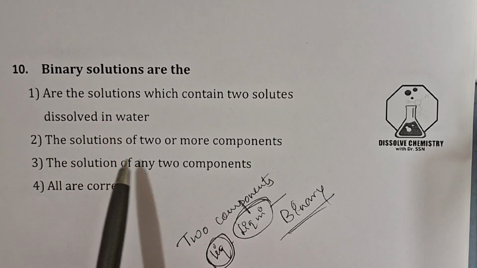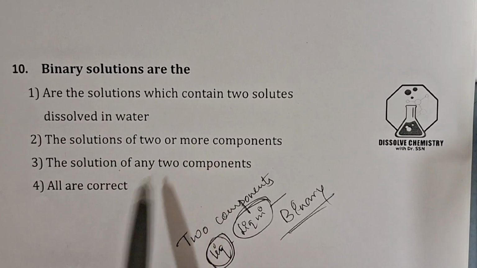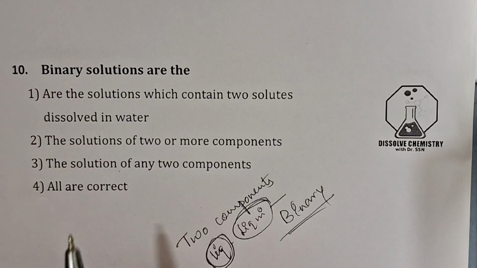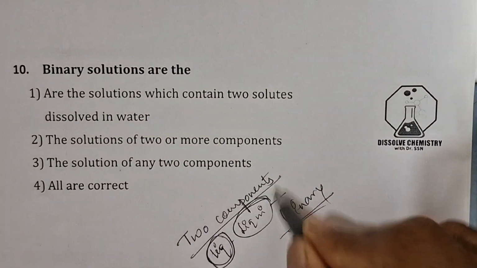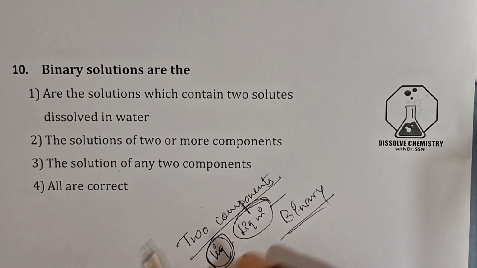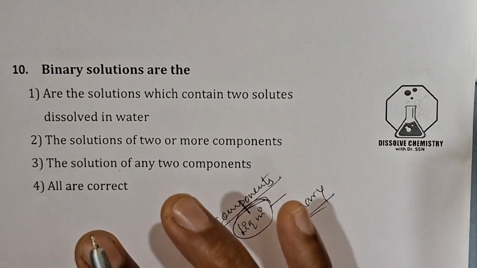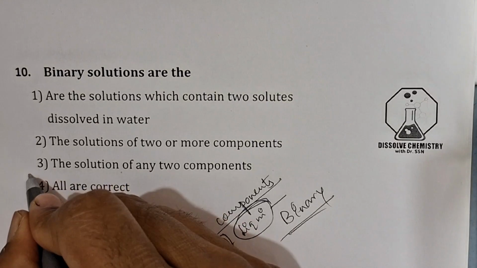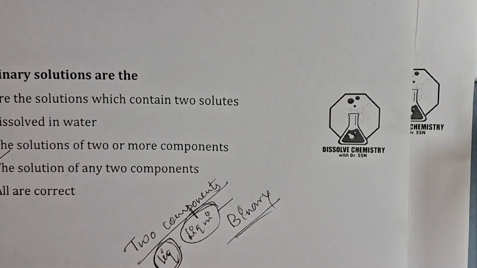Next, the solution of two or more components. Two or more means what? Once again, it goes beyond 2. So therefore it is also not the right option. Then the solution of any two components, as I already mentioned, solid, liquid, gas, whatever it is, if two components are there, including solute as well as solvent, then it is called a binary solution. So your option is the third option. Let us move on to the next question.